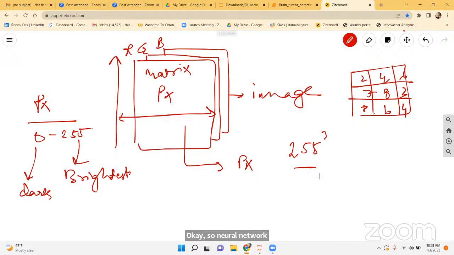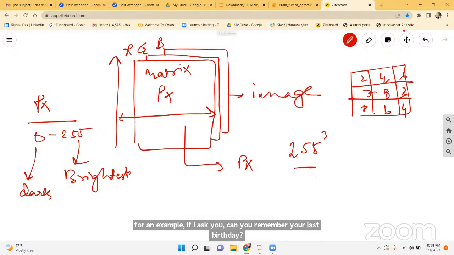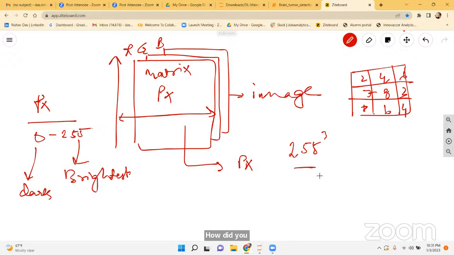One is your neurons, which get trained on particular circumstances. For example, if I ask you, can you remember your last birthday? How did you celebrate? Can you all recall your last birthday? Okay, with family. Great. Who else can recall? What food did you have? What all things did you do?